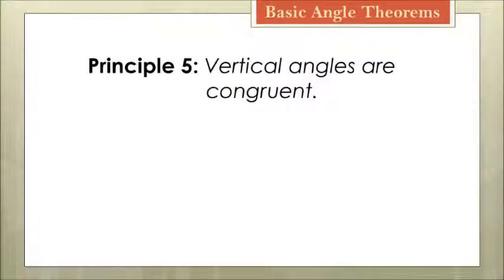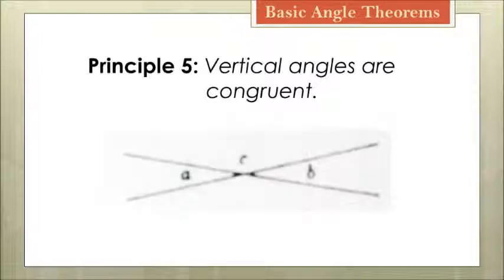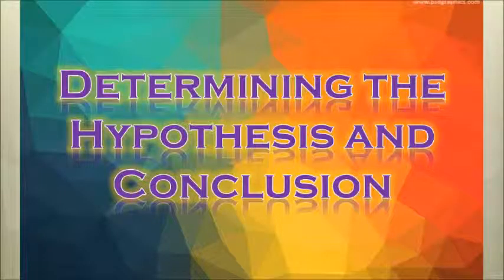Our last principle, vertical angles are congruent. Recalling the definition of vertical angles, they are two non-adjacent angles formed by two intersecting lines. Thus in the figure, this principle follows from principle 4, since angle A and angle B are supplements of the same angle, angle C. Thus, angle A is congruent to angle B. We are done with the first topic.